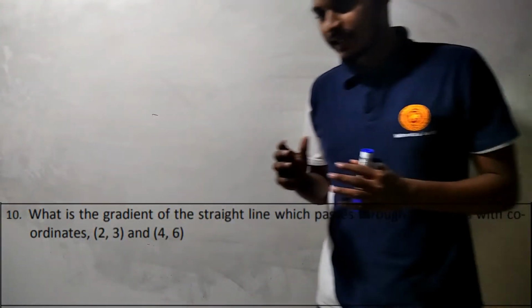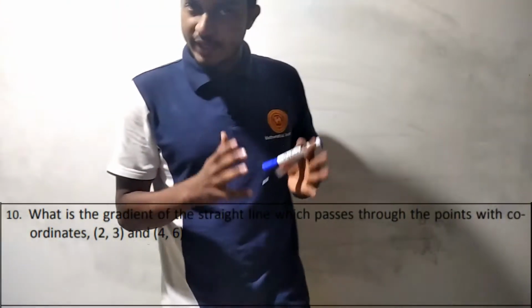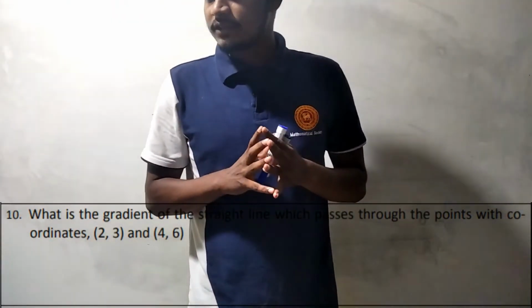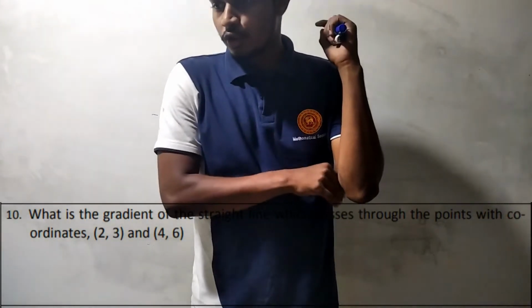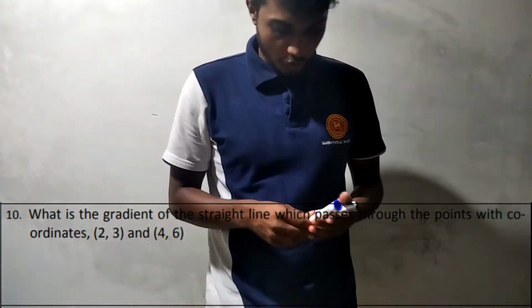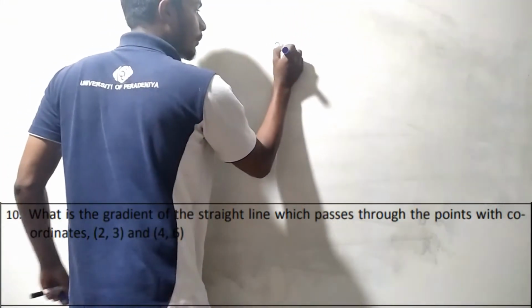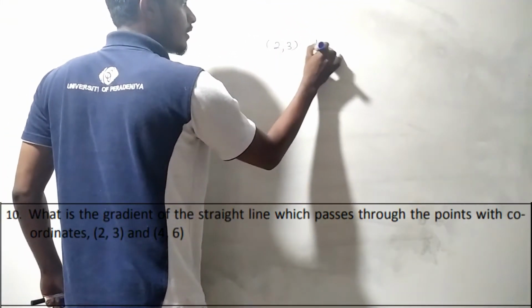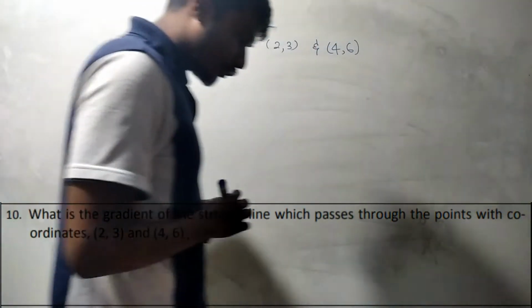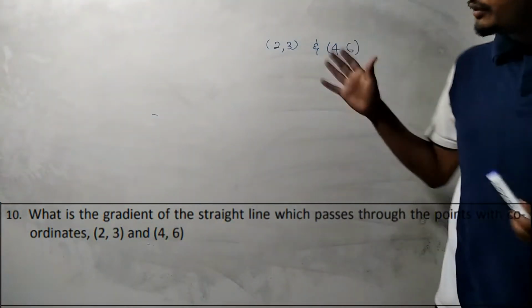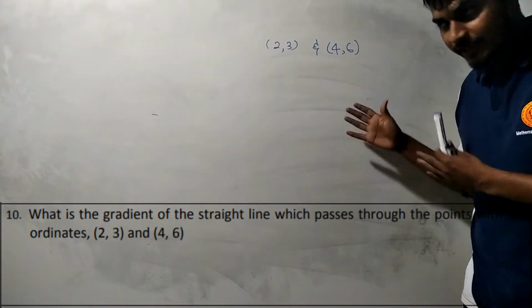So let's look at the 10th problem of the 2020 Western Province O-level paper. The question says, what is the gradient of the straight line which passes through the points with coordinates 2, 3 and 4, 6? So 2, 3 and 4, 6. Right guys, now here we are looking at the coordinates.